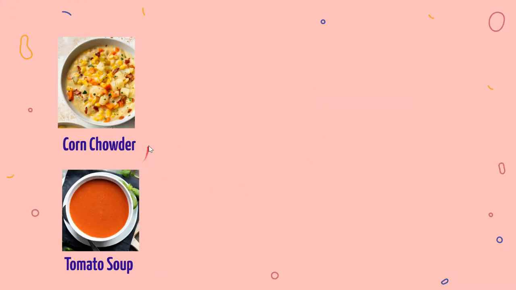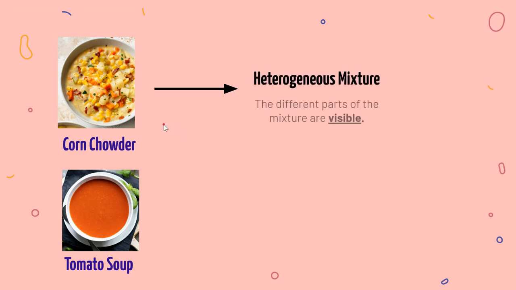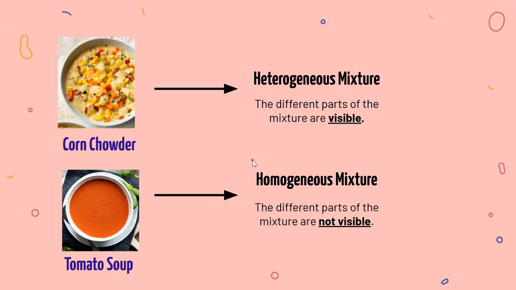Take, for instance, these two soups, corn chowder on the top and tomato soup on the bottom. In this corn chowder, I can see all those different pieces. I could pick them apart. Therefore, that's a heterogeneous mixture because I can see the different parts of the mixture. The tomato soup, on the other hand, is a homogeneous mixture because I cannot see the different parts. They're not visible.